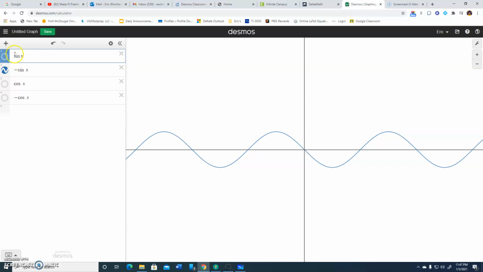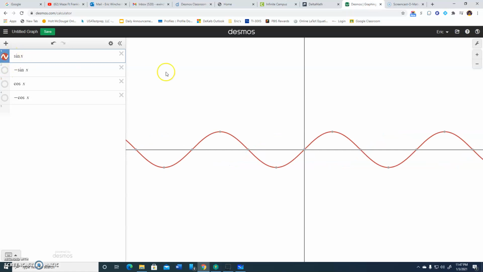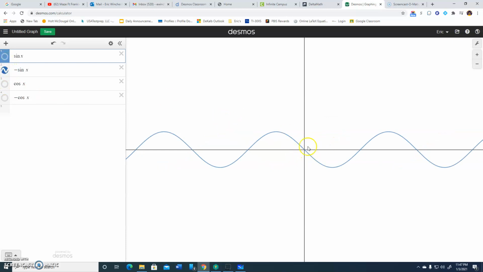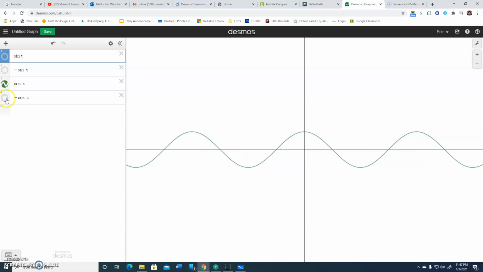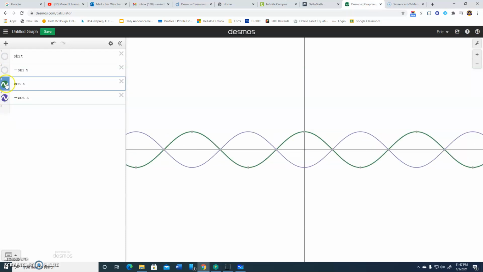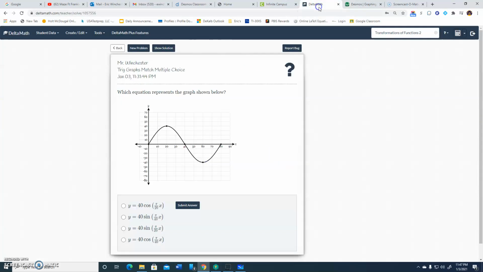If the coefficient was positive, it starts at the midline. Let me go ahead and pull that one up. If the coefficient's positive, it starts at the midline and goes up to the max. If the coefficient was negative, it starts at the midline and goes down to the min. Where cosine, if the coefficient is positive, starts at the max. If the coefficient was negative, it starts at the min. All right, so we'll look at the examples.